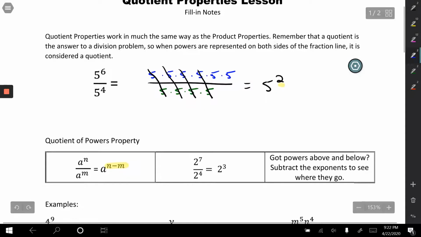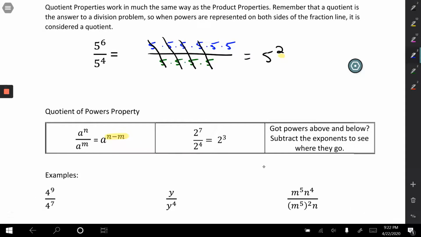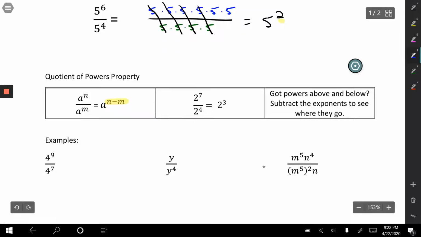So looking at 2 to the 7 over 2 to the 4, I know that 7 minus 4 is 3, and so that's why I end up with 2 cubed as my final answer. Okay, so we have powers above and below. We subtract the exponents to see where they go. Let's do the examples. I've got 4 to the 9 and 4 to the 7, same base, so I can go ahead and subtract those exponents. 9 minus 7 gives me 2, so I have 4 squared. That's a positive power. It stays just like it is.